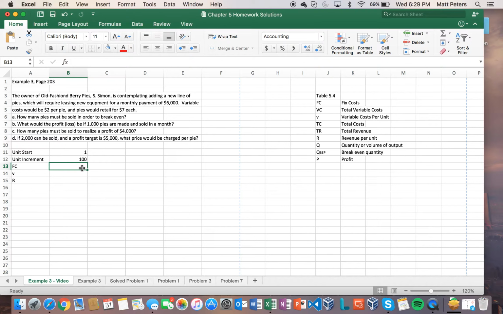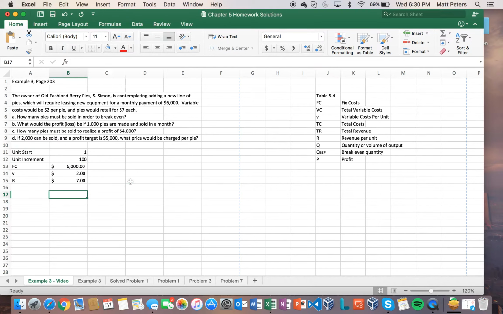Okay, our fixed cost, it says that there's a monthly payment of $6,000. So we'll put $6,000 as our fixed cost. Our variable cost is the amount that it costs per pie to make it. So that is $2. And our revenue per pie is what it'll sell at, which is $7 each. Okay, so those are the various pieces of information. Now I like to format these with the accounting format, so I'm going to highlight them and then press this $ up here for the accounting number format.